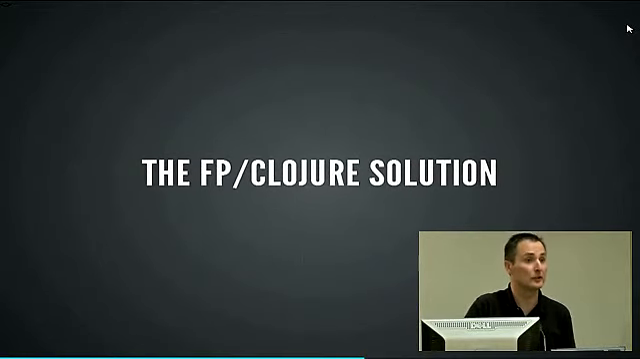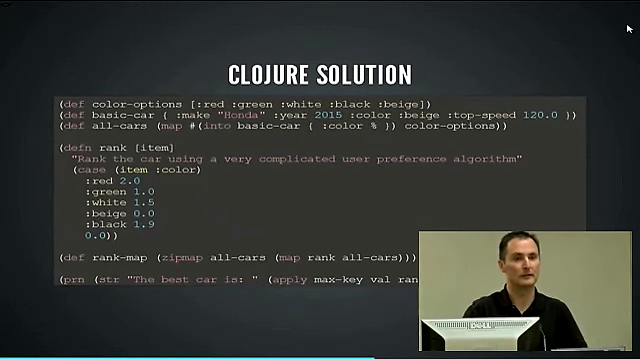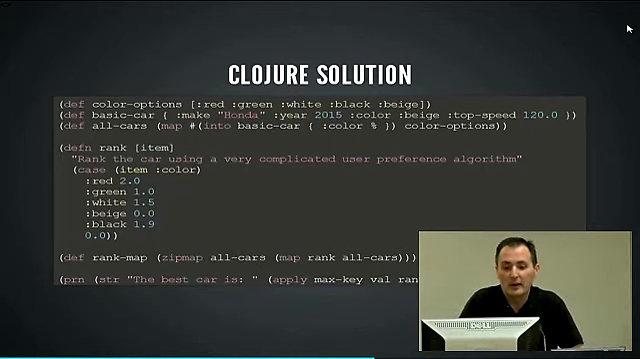Okay, let's see what the Clojure solution looks like. Okay, this is the whole thing. I don't need to go through multiple slides to get to the answer. So I define my color options: red, green, white, black, beige. Now I could use strings like I did in the last example. I'm using something here called a keyword. It doesn't really matter. I define a basic car rather than using a class here. I would rather just use a data structure. That's the Clojure way.